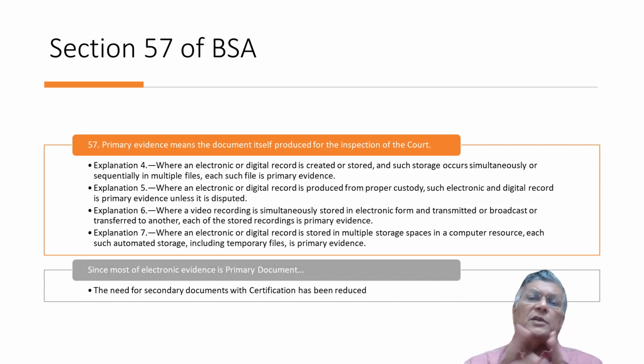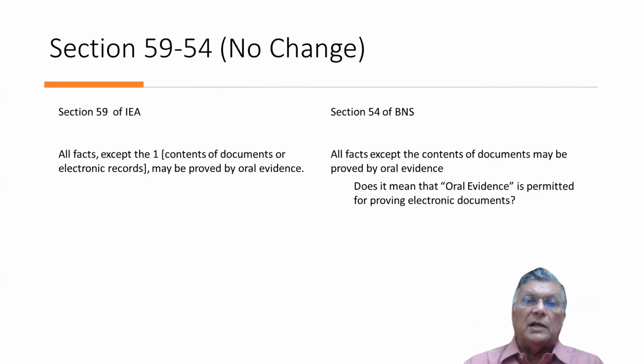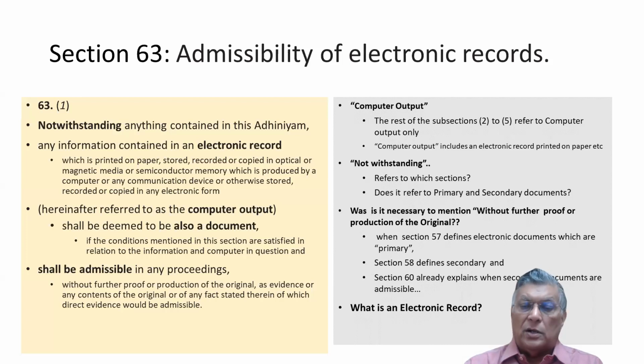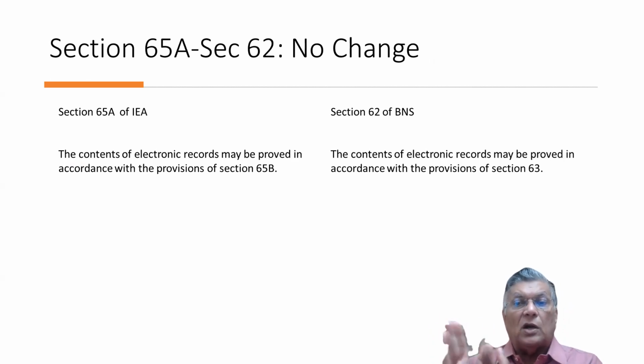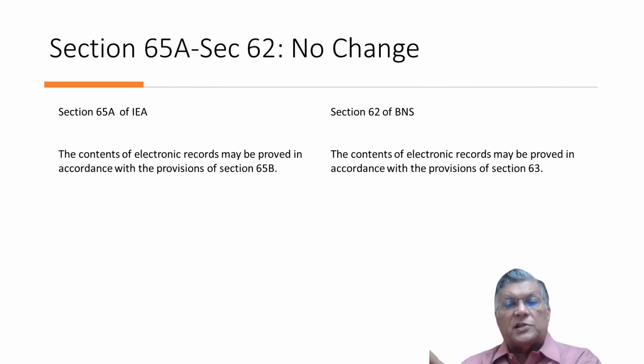Because here section 57, which precedes the section 62, which is equivalent to 65A. Okay. What is section 62? Let me see. Section 62 says the contents of electronic records may be proved in accordance with the provisions of section 63.